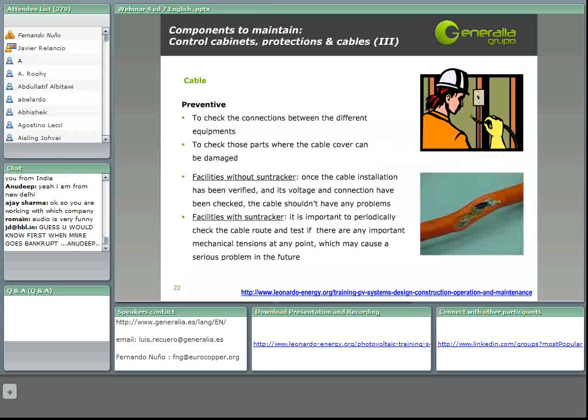For the cable, if our facility is without sun trackers, it will be enough if we check the connections between the different equipments, and if we check those parts where the cable cover can be damaged after the execution of the solar plant. But if we are using sun tracker systems, then it is important to check periodically the cable route and to test if there are any important mechanical tensions at any point.